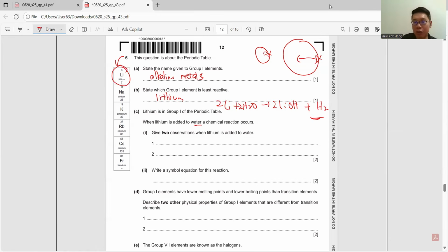So one of the observations is confirmed, fizzing or bubbles form. Next is, of course, the lithium will dissolve. And of course, you can say the solid will float because of the low density. Write simple equation for the reaction. Okay, we already write here.